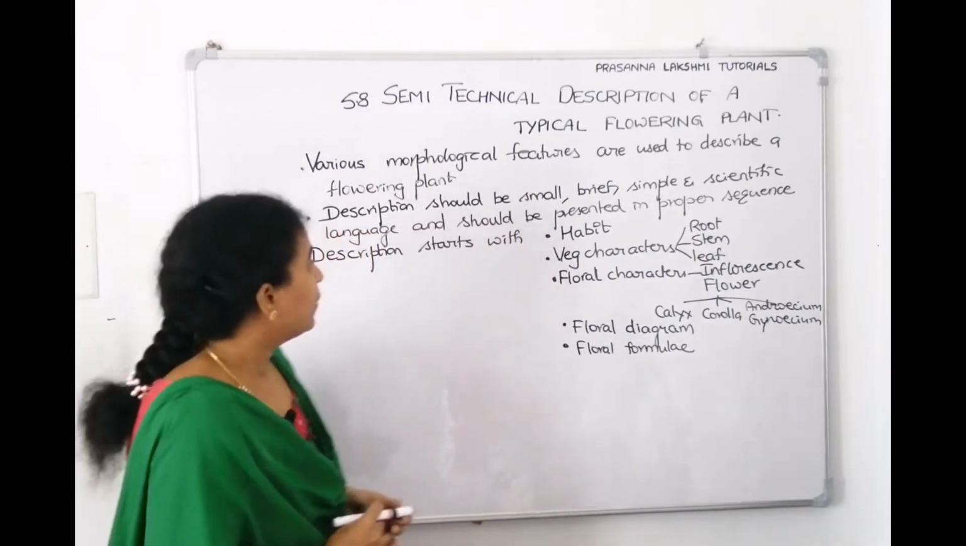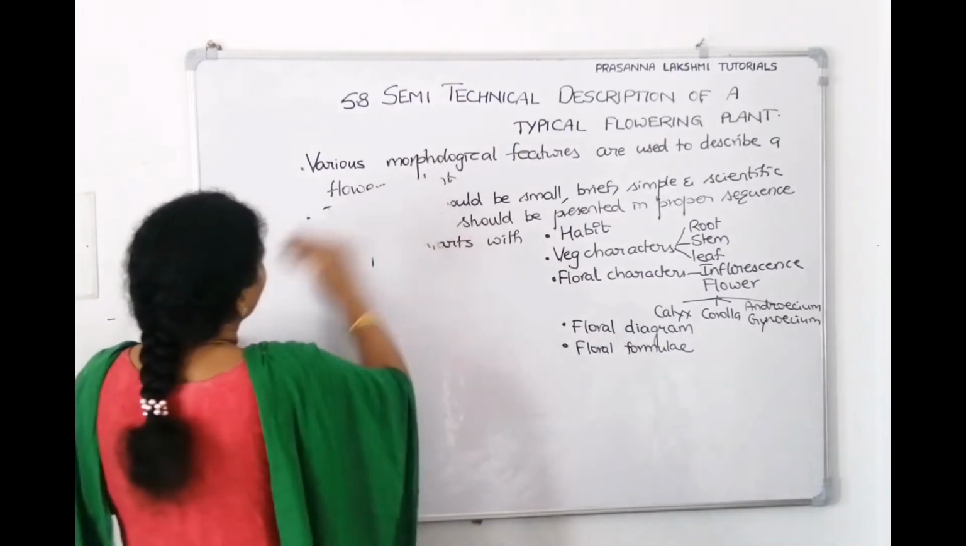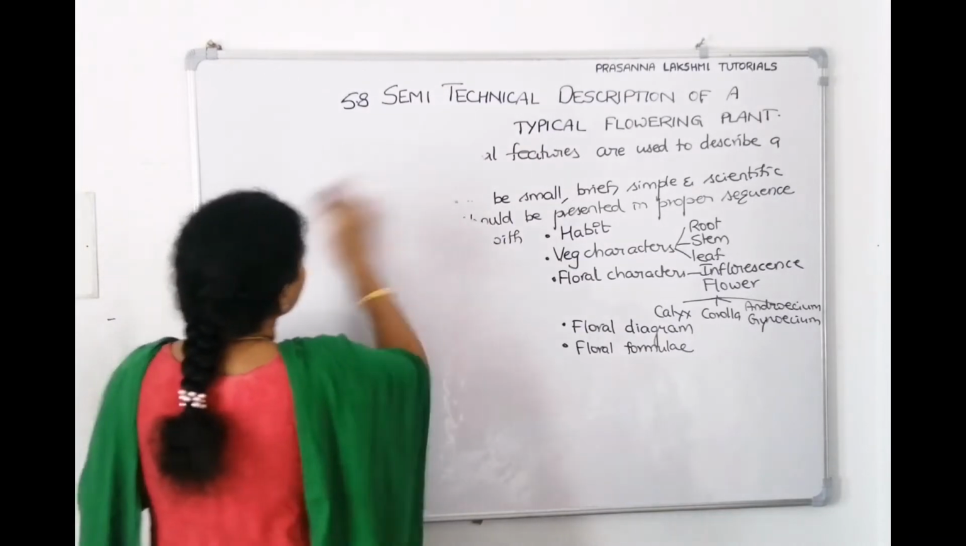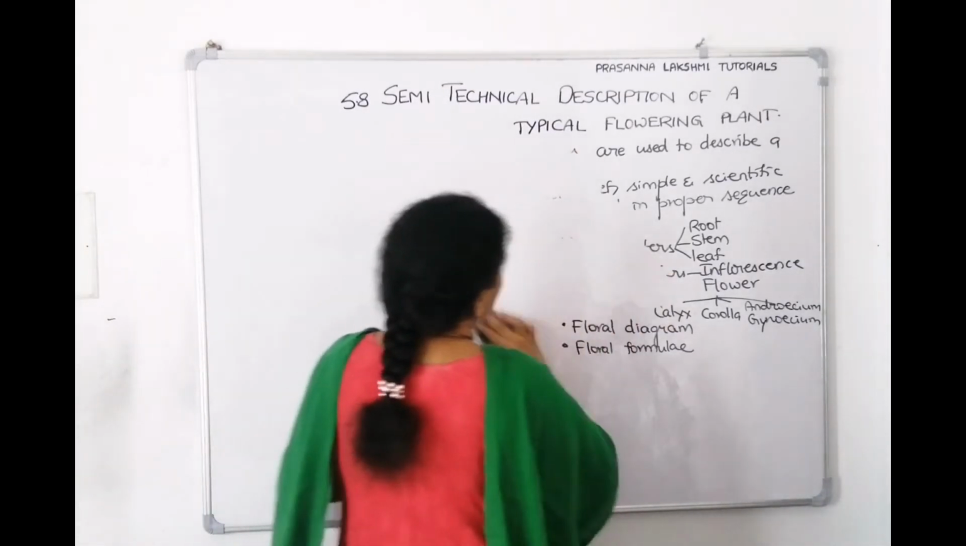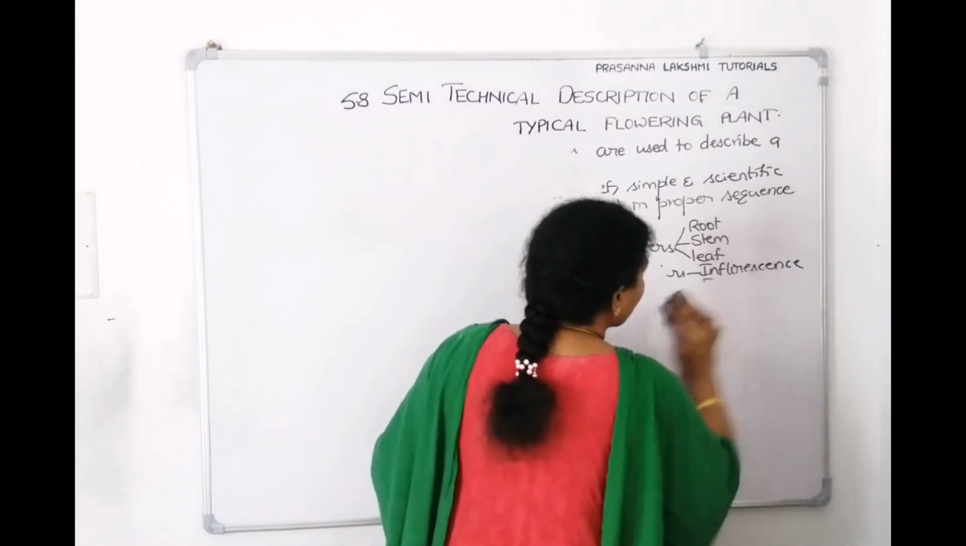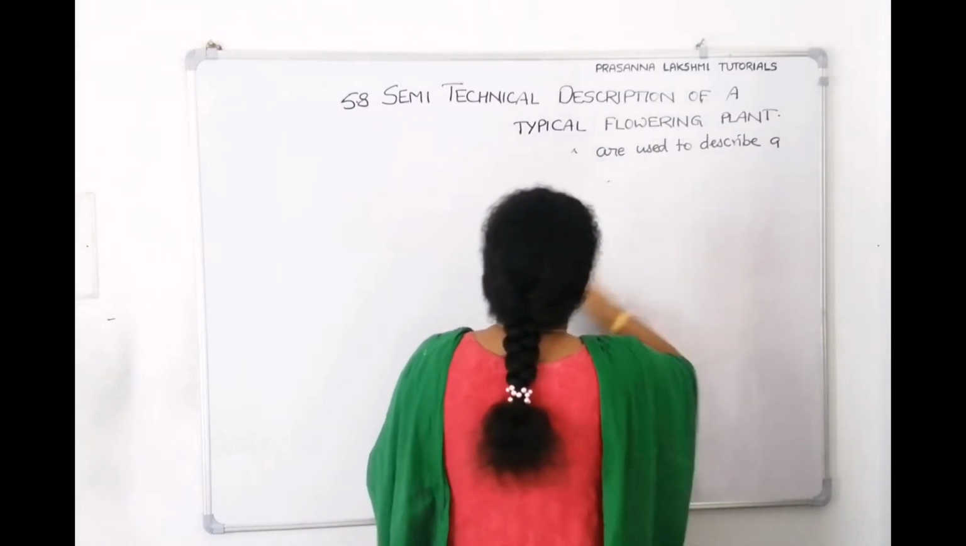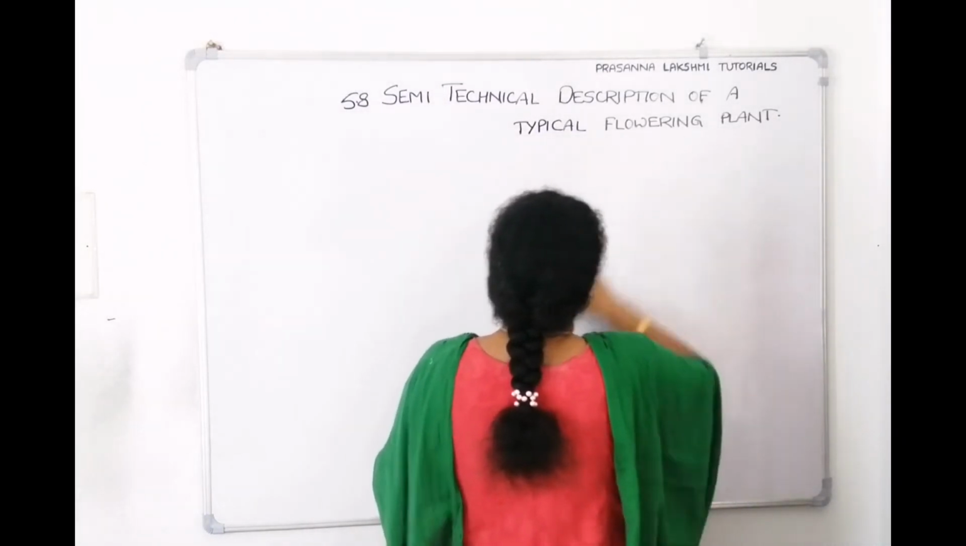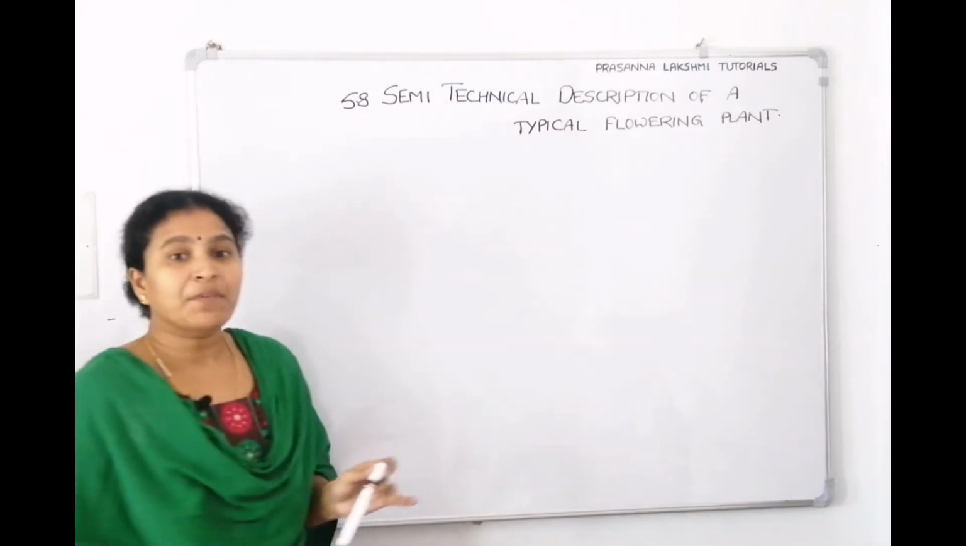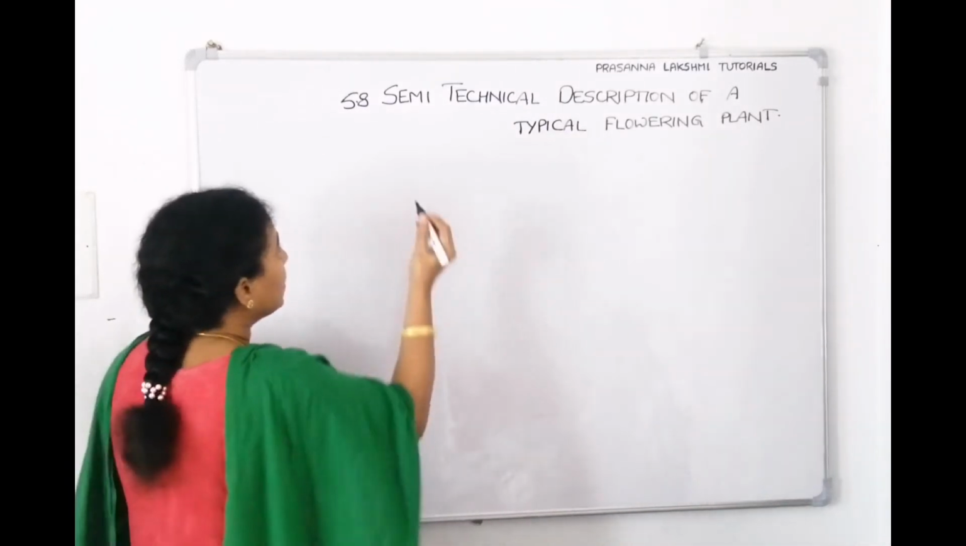We will go now with how to represent a floral formula for a plant. We will see that now. In floral formula, children, we are going to use some symbols because it should be simple and brief. It should not be elaborate. So we are going to use some floral symbols. Let us see.